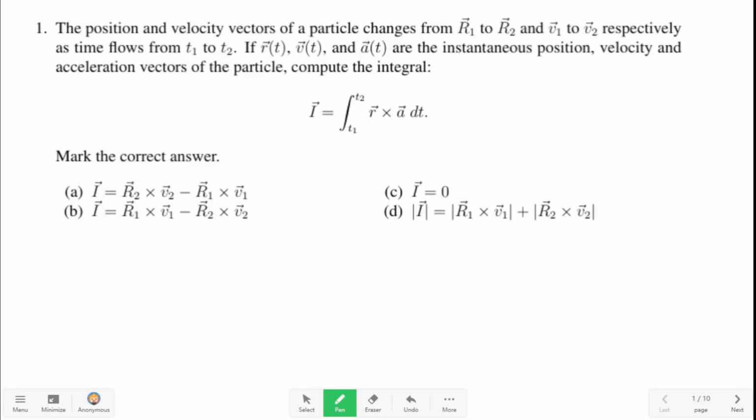Here is a problem from JEST 2023. We have to compute the integral I is equal to integral t1 to t2 r cross a dt. Here we have a cross product and we have to compute the integral of this cross product. The first thing that we have to recall here is that cross product obeys the integration by parts, but the order of vectors is important.